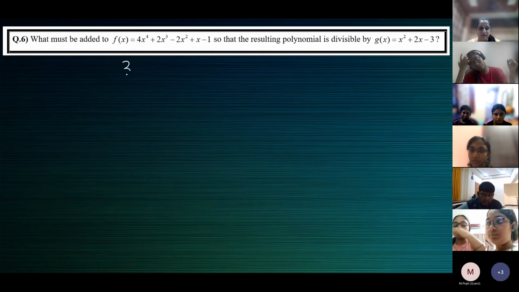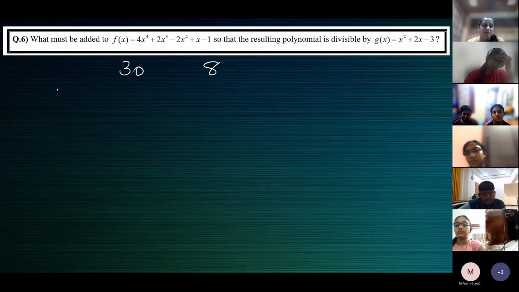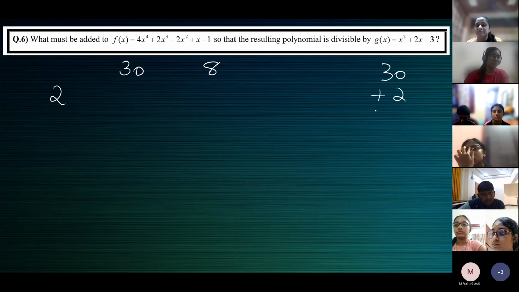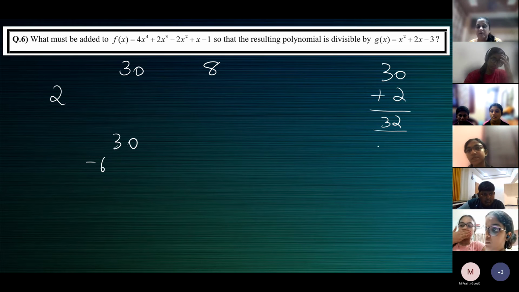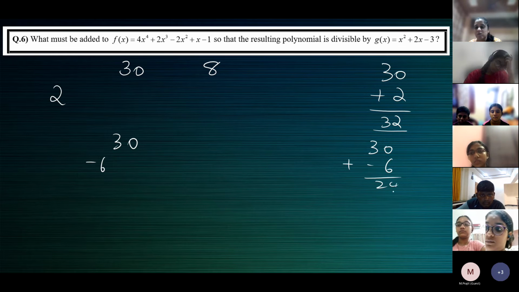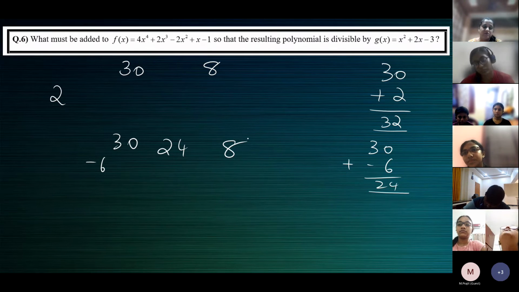What is the least number that is to be added to 30 so that it's exactly divisible by 8? When we say least number, we might think of 2 because when you add 2 to 30, it becomes 32. Or you might even think of minus 6, because when you add minus 6 to 30, you get 24, and 24 is also exactly divisible by 8. So what is the smallest number?